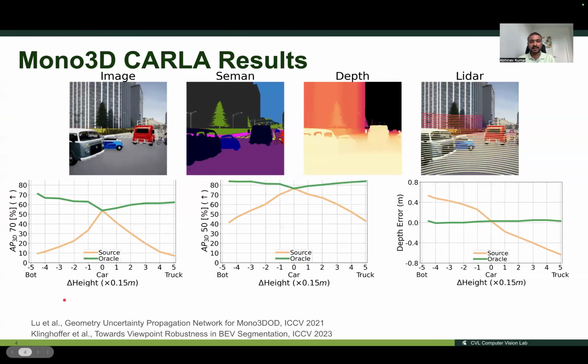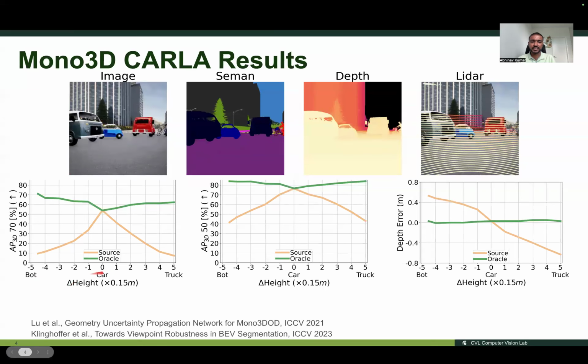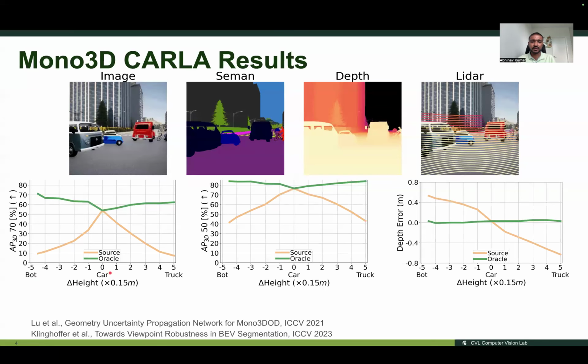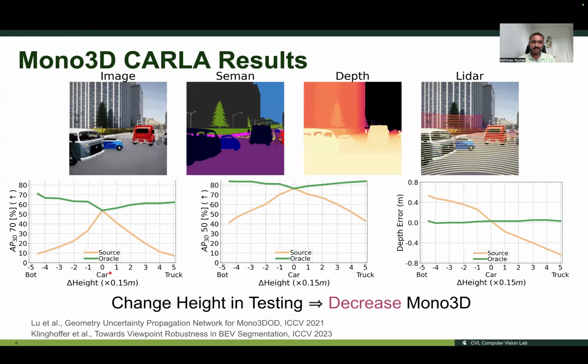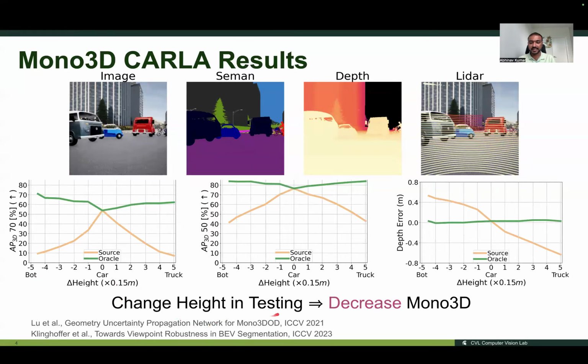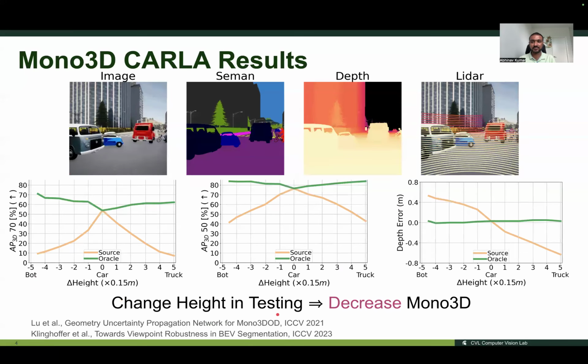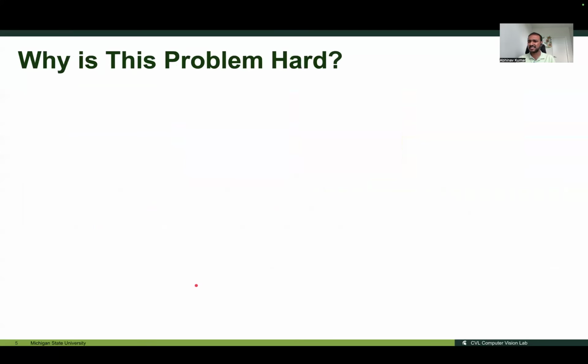If we take a standard 3D detector and benchmark in this setup, there is an obvious observation. Changing height in testing decreases the 3D detection performance of these detectors. So why is this problem hard?